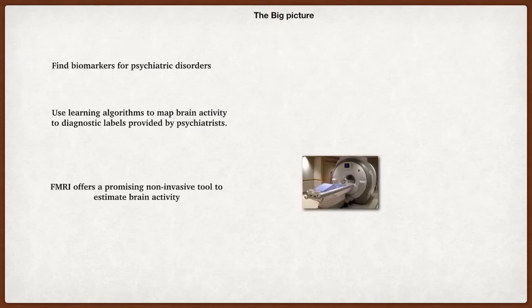Put simply, we're trying to find biomarkers for psychiatric disorders in brain activity. And one of the main methods in doing so is using supervised learning, where we try to use a learning algorithm to map brain function activity to diagnostic labels provided by psychiatrists. We use resting state fMRI as our tool to proxy brain activity. However, the main question will always be which input representation and subsequently what learning model architecture to use.